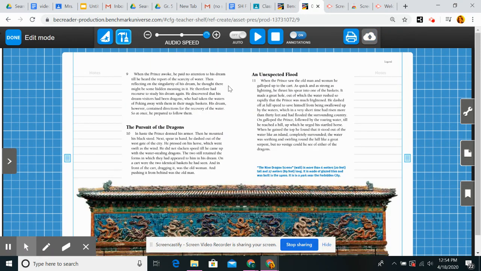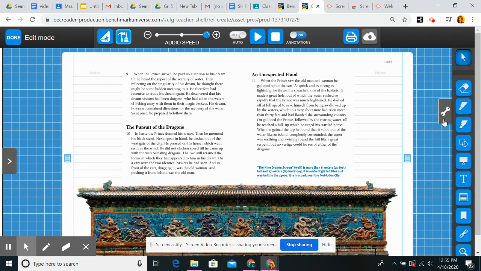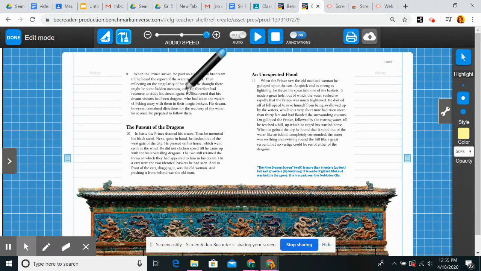When the prince awoke, he paid no attention to his dream till he heard the report of the scarcity of water. Then, reflecting on the singularity of his dream, he thought there might be some hidden meaning in it. He therefore had recourse to study his dream again. So he's basically like, oh man, I remember I had that dream. What was that all about? Maybe it was trying to tell me something important. So he remembers that it had some hidden meaning. He therefore had recourse to study, and he was thinking, I need to go back and revisit that dream.